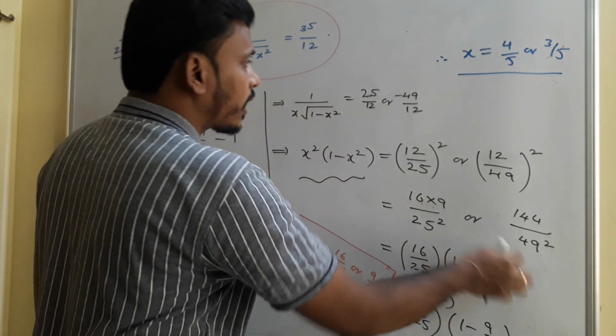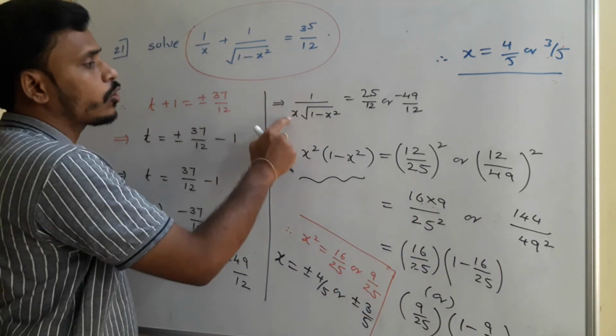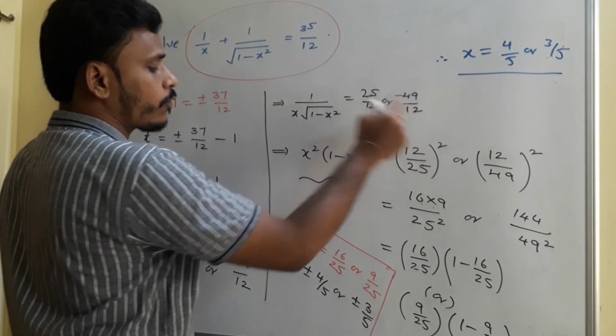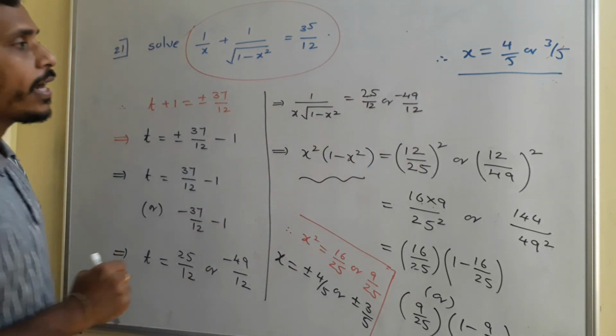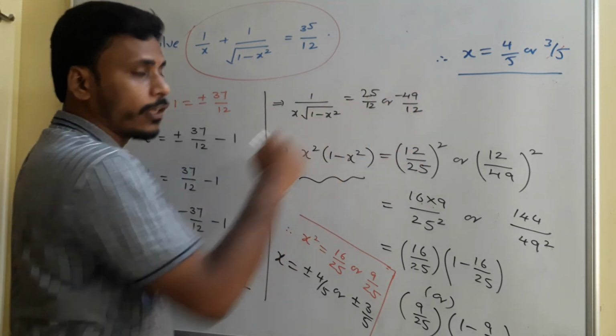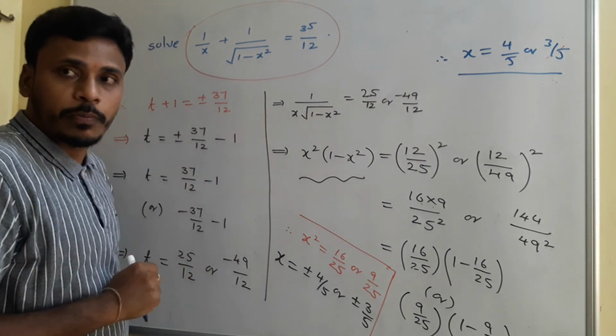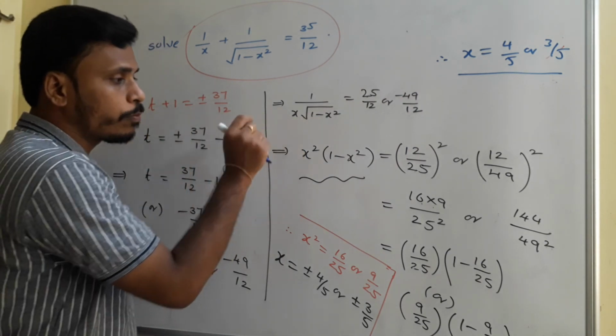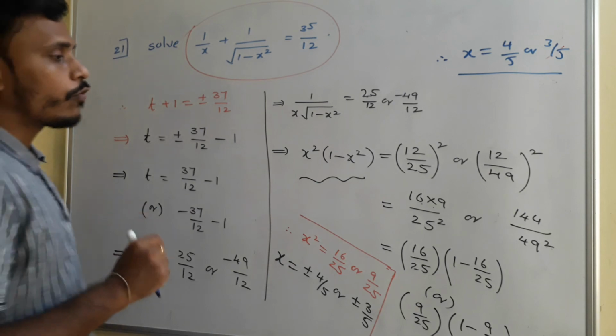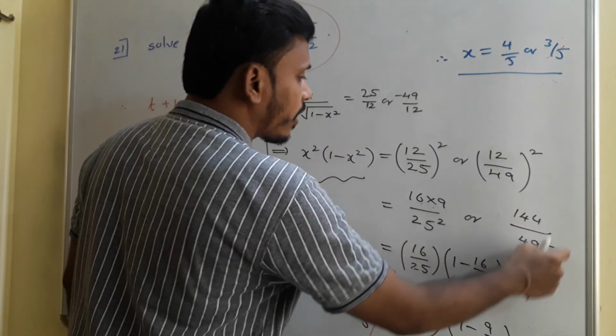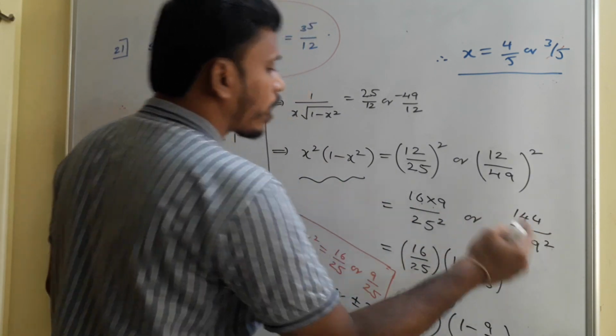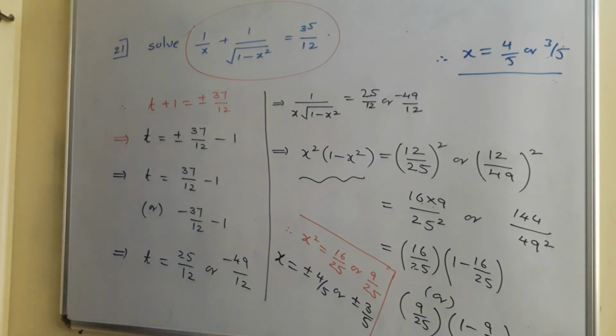And whereas in the other case also, see 1 by x into root 1 minus x square is minus 49 by 12. When it is minus 49 by 12, a negative thing, root 1 minus x square is a positive quantity, so x should be a negative thing. So we need to find a negative root by rewriting this 144 by 49 square. You just think it. If there is any possibility, just find the answers. Otherwise, you need to leave. So there ends the problem. Your values of x are 4 by 5 or minus 3 by 5.